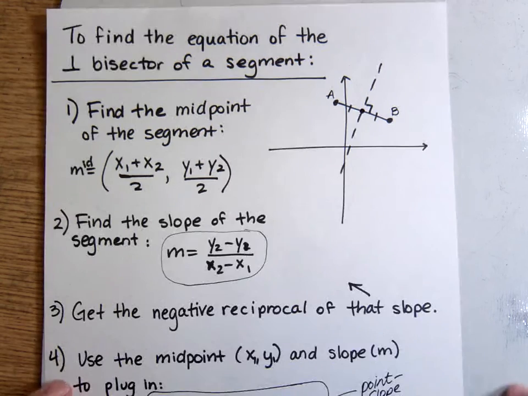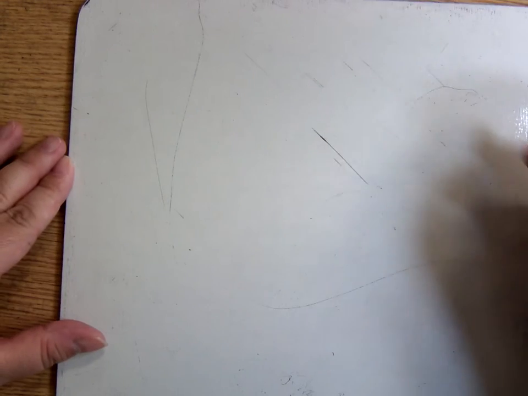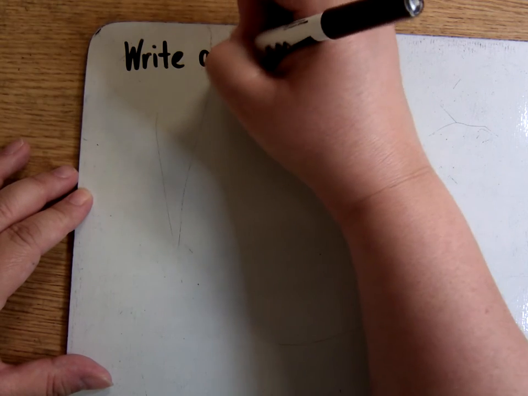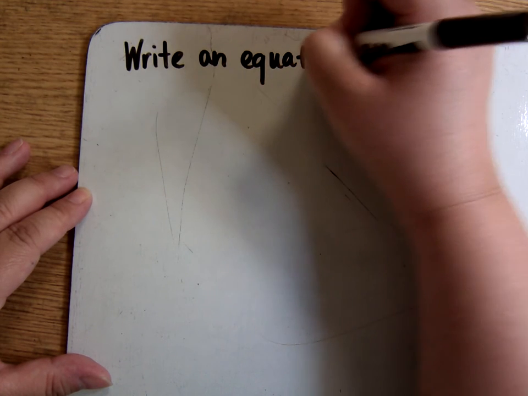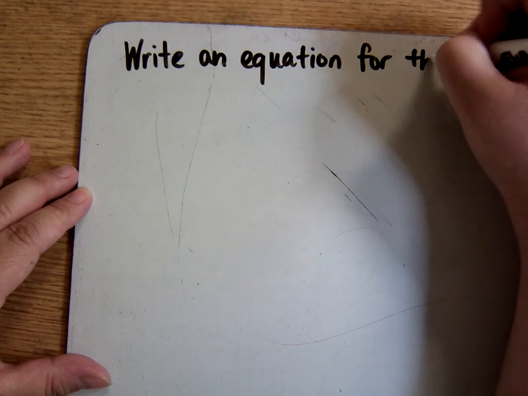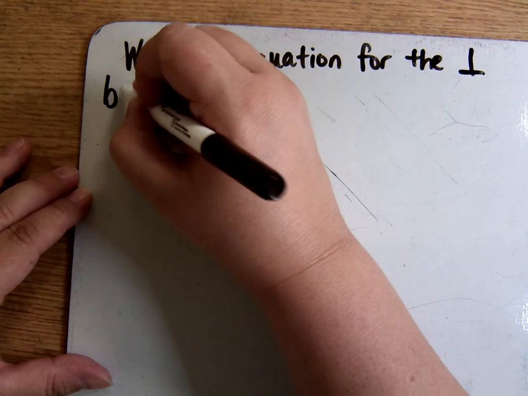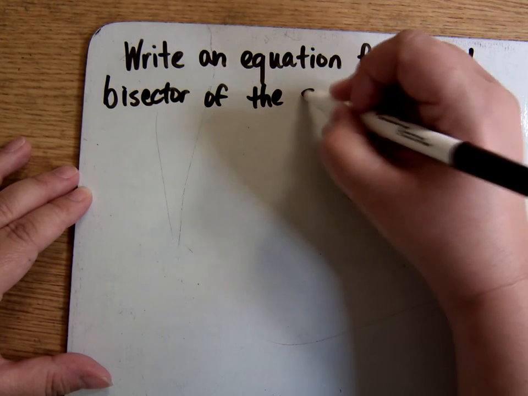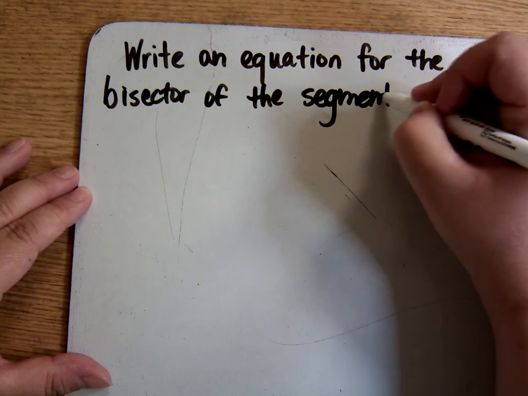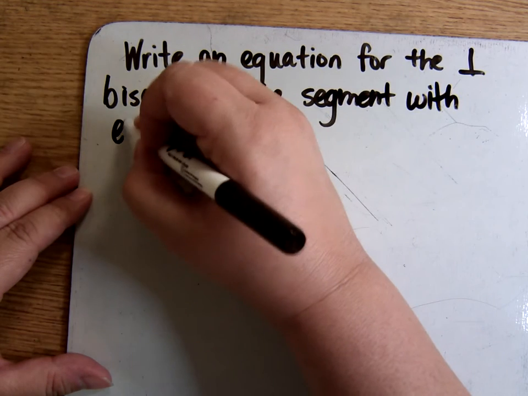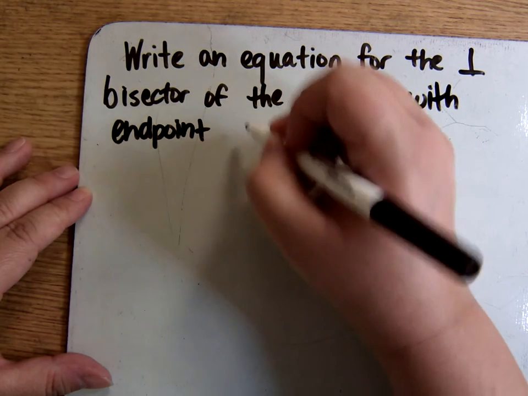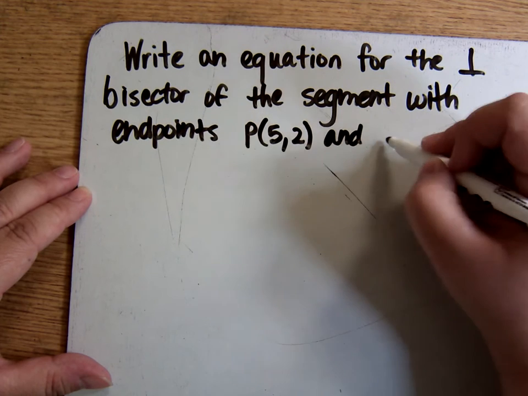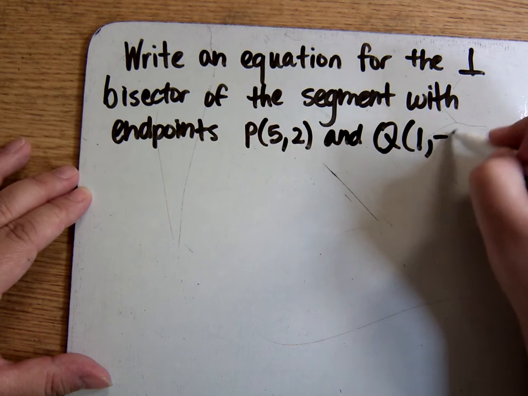The problem says write an equation in point-slope form for the perpendicular bisector. Let me go ahead and write this out. Write an equation, and I'm going to leave out the in point-slope form, for the perpendicular bisector of the segment with endpoints P, which is 5, 2, excuse me, and Q, which is 1, negative 4.